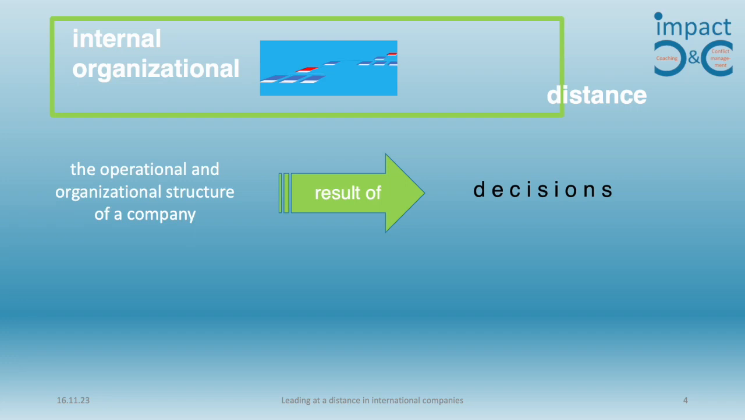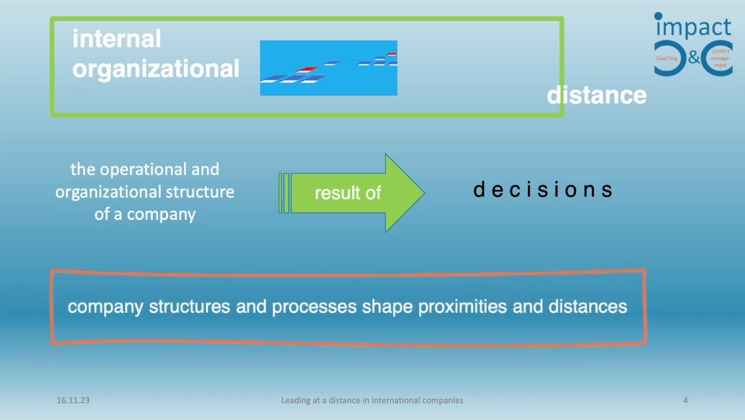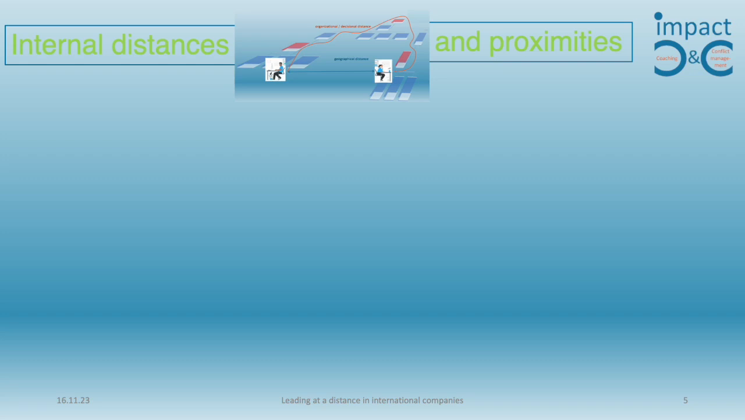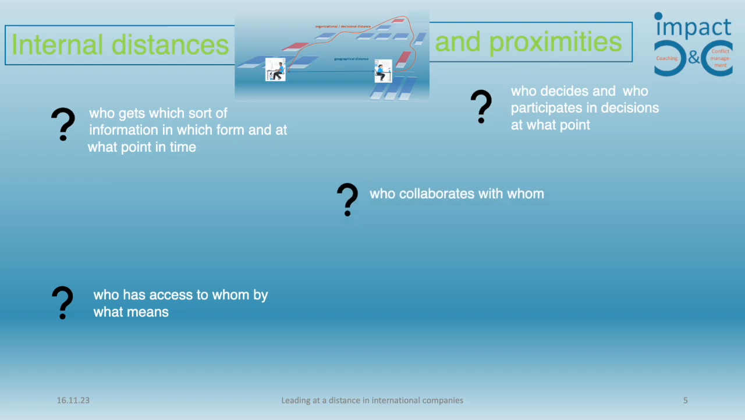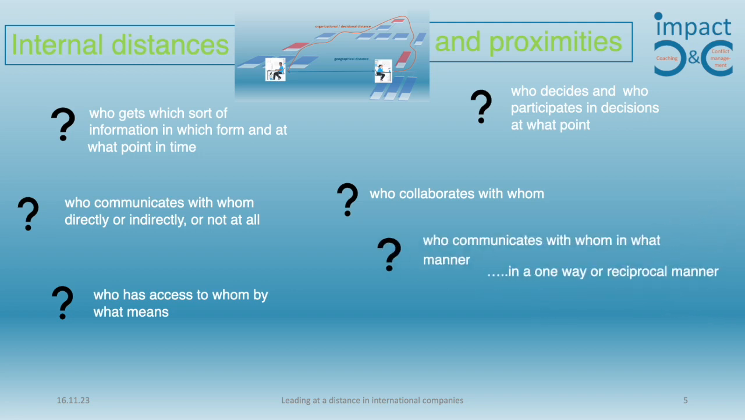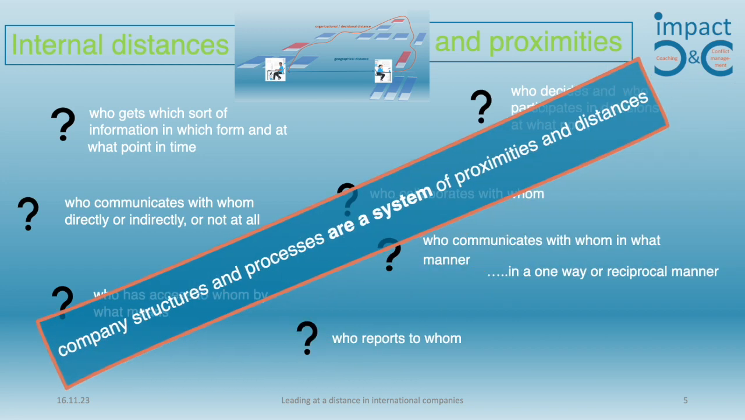Structures, in fact, shape proximities and distances. The operational and formal setup of each organization forms proximities and distances. So, for example, structures decide who gets which sort of information in which form and at what point, who has access to whom by what means, who decides with whom, who participates at what point, who collaborates with whom, who will communicate with whom directly or indirectly or not at all, who interacts with whom in what manner, either in a one-way or reciprocal manner, and also who reports to whom. Structures are in fact a whole system of defined interactions and relations of everybody in the company towards each other. Thus, companies are formal setups of interactions.